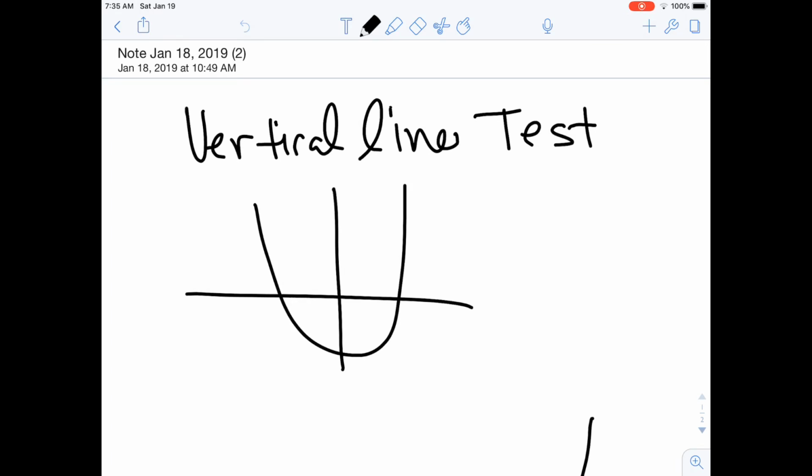Now, what if you're given a graph? So what you do is, it's really simple. All you do is you draw a vertical line and you imagine that vertical line moving left to right. And as long as the vertical line doesn't cross the graph of your line more than once, it passes the vertical line test. Thus, you could say that the graph is a function, y is a function of x, and the graph is a function of x, right?